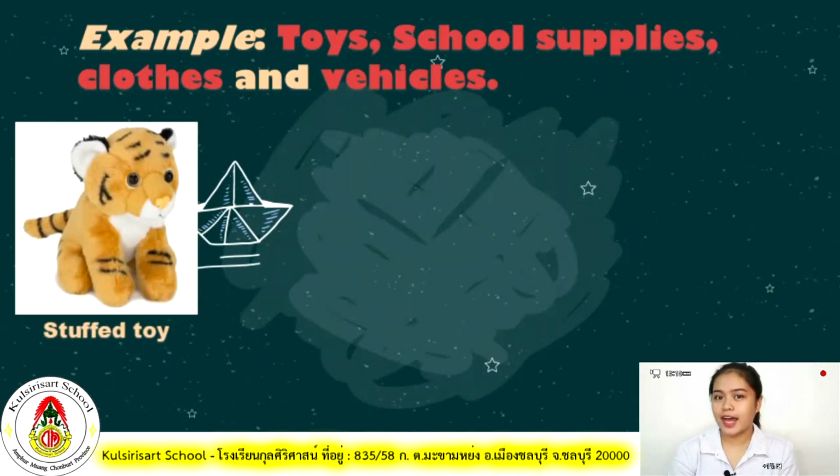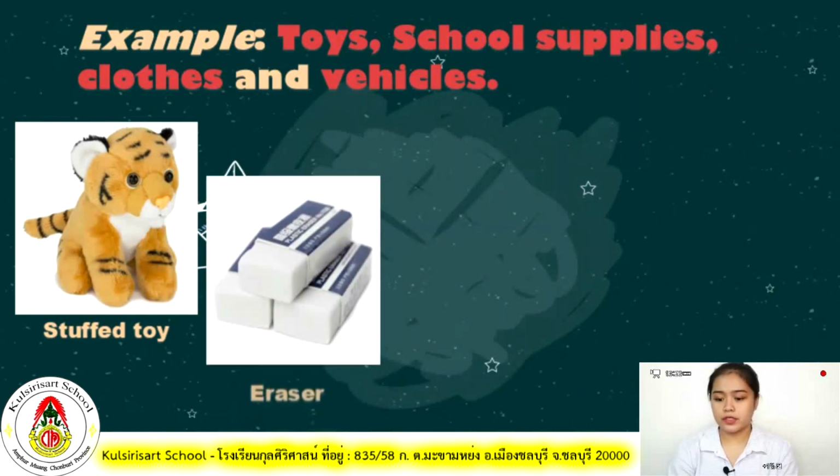For toys, I have here a picture of a stuffed toy. Your sister's doll is a toy, as well as your little brother's car. They are considered non-living things. For school supplies, I have here an eraser, your pencil, your bag, your pen, your book, and your paper are school supplies. Therefore, they are considered non-living things.